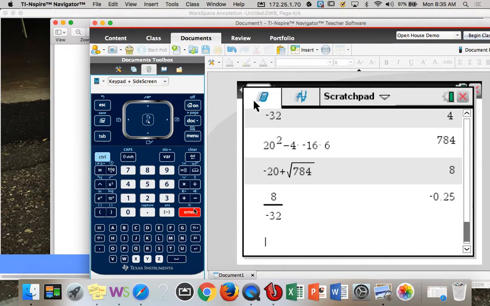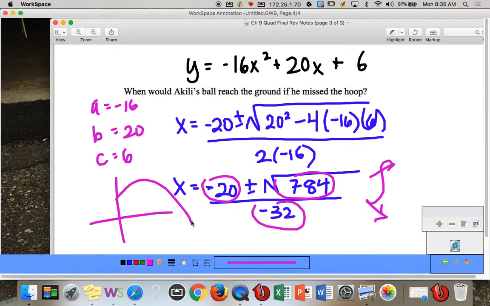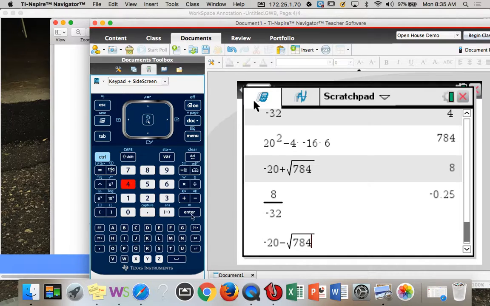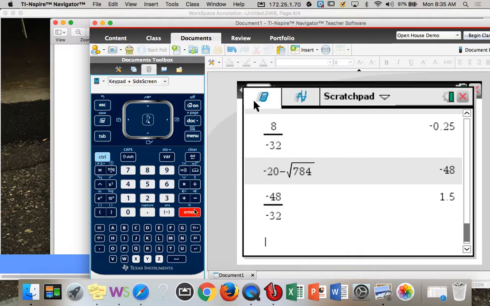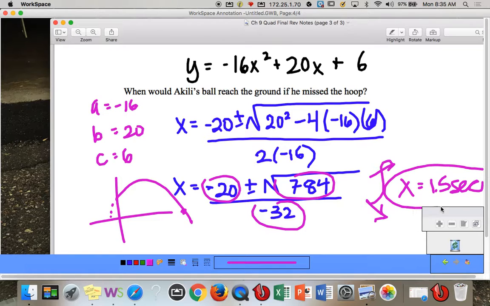So one is negative because if you think about him tossing up the ball, it goes up and then down. So here's that negative one. The other should be positive. So we'll do negative 20 minus the square root of 784. Hit enter. Divide by negative 32. So here will be the answer that we're looking for, about 1.5 seconds. All right. So there's a brief summary of quadratics for the final.